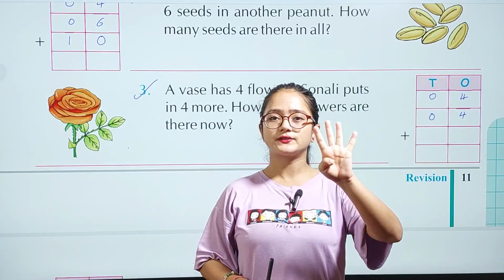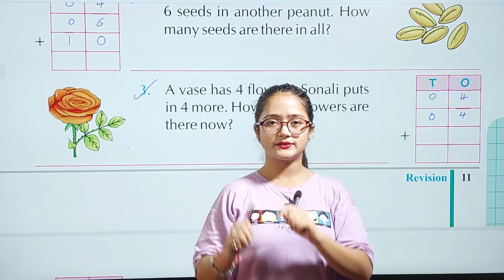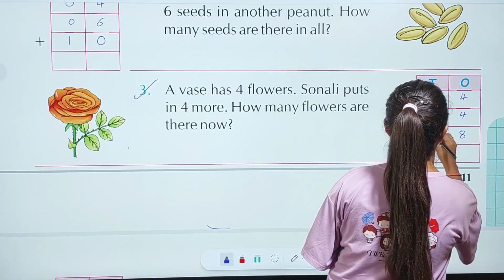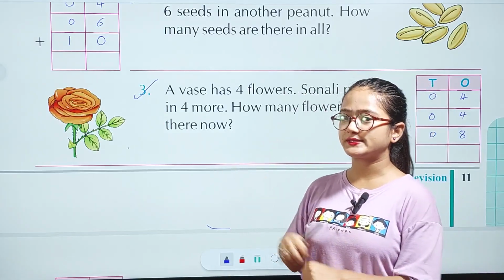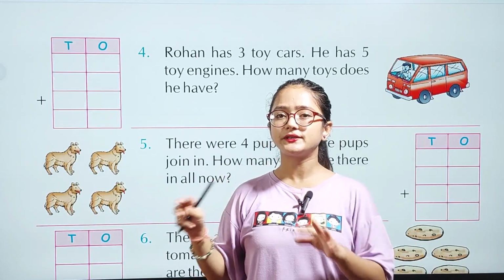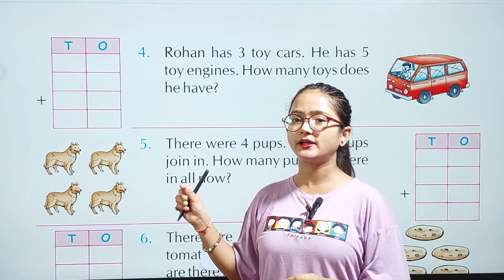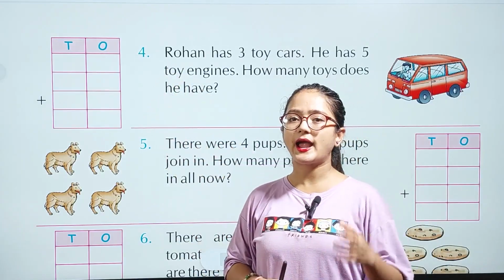Take out 4 fingers from the left hand, 4 fingers from the right hand, and count in total. There are a total of 8. Okay, so write down 8 here. That means there are 8 flowers in that vase. Like this, students, you have to first read the word problem carefully, and after that write down the number in the correct form in that box and then add those numbers.